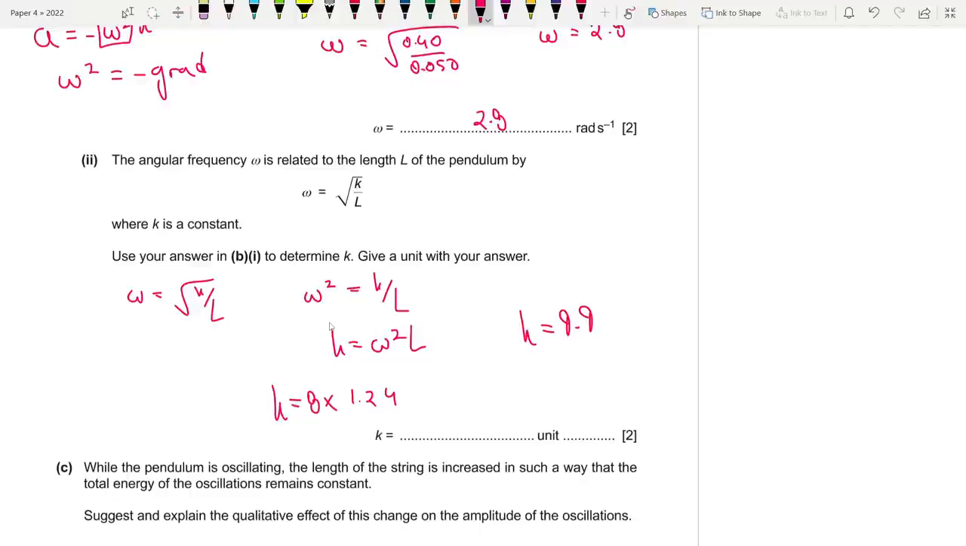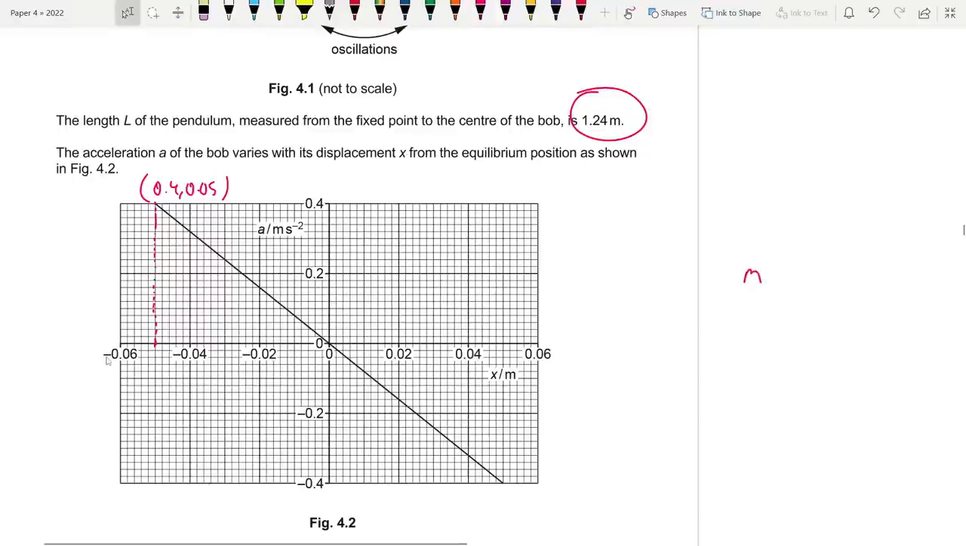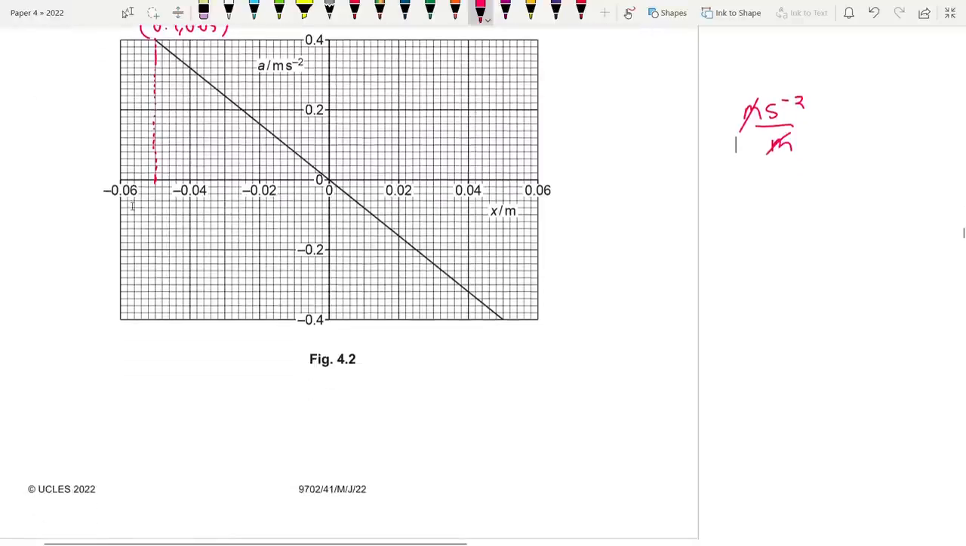So the unit of omega, right? Omega square was meter to the power minus 2 divided by meter. So it's basically second to the power minus 2, right? Omega square is second to the power minus 2, because that's angular frequency.